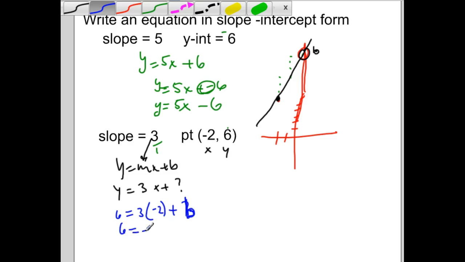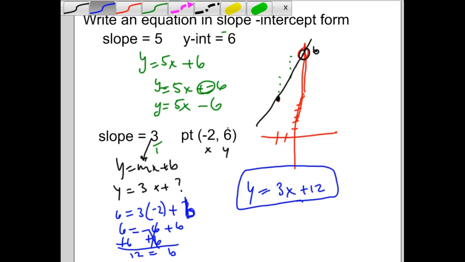So this is 6 equals negative 6 plus b. If you add 6 to both sides, you'll end up with 12. This cancels, equals b. Now you can write your equation, because in your equation you need to have the slope, which is 3. You need to have the y-intercept, which in our case is 12. There you go. We're going to do a couple more though.